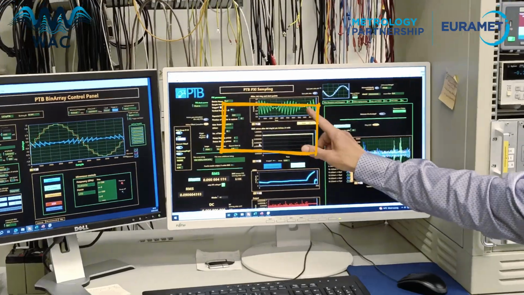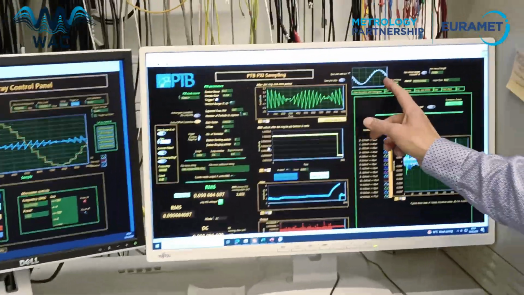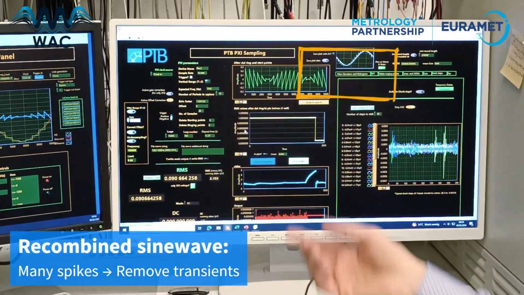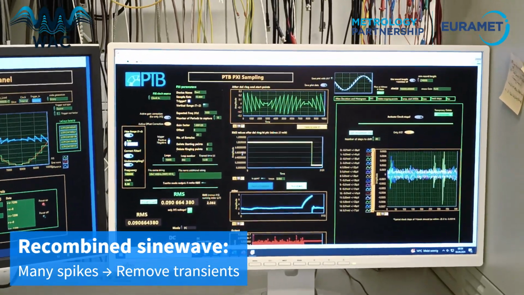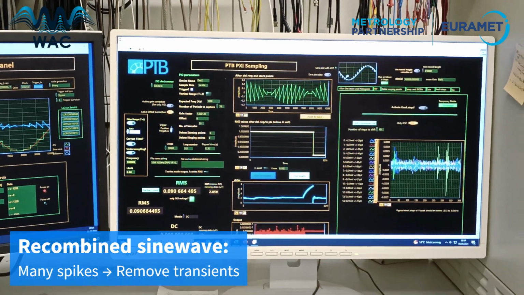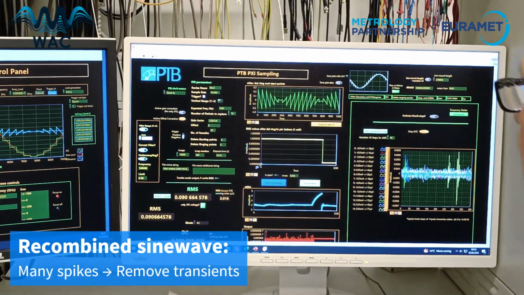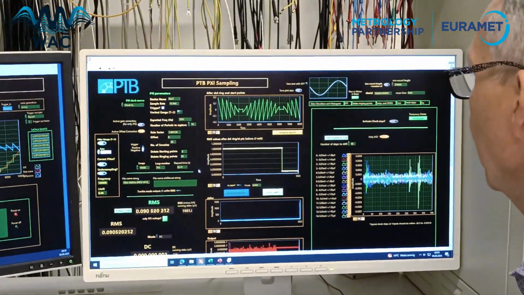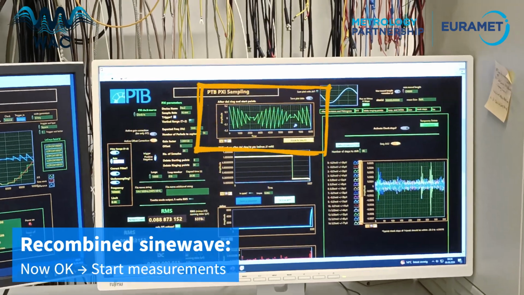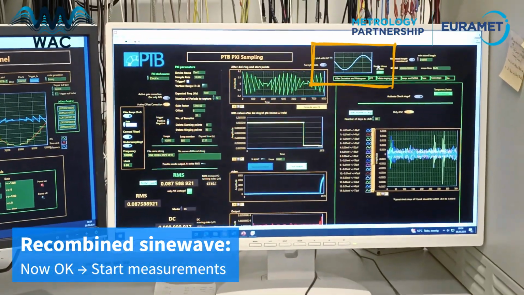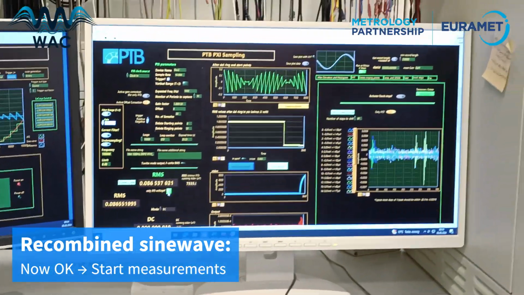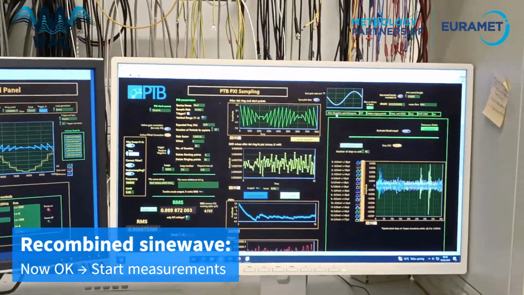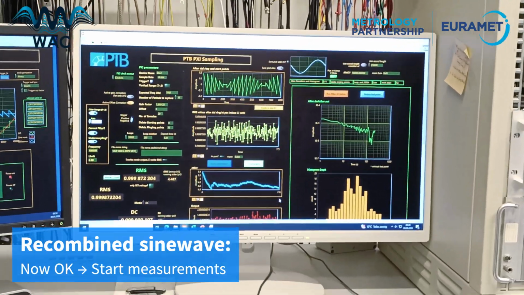This is now the differential signal, and we can see the recombined sine wave based on the Josephson steps. I'm still not deleting the transients, and what you see there are many spikes. So I have to delete these transients, and then I'm going to have a proper differential signal and a proper sine wave, which then is used for the readings. I can start this measurement.